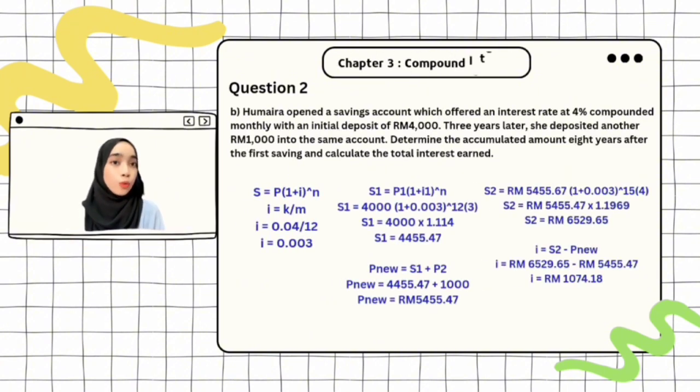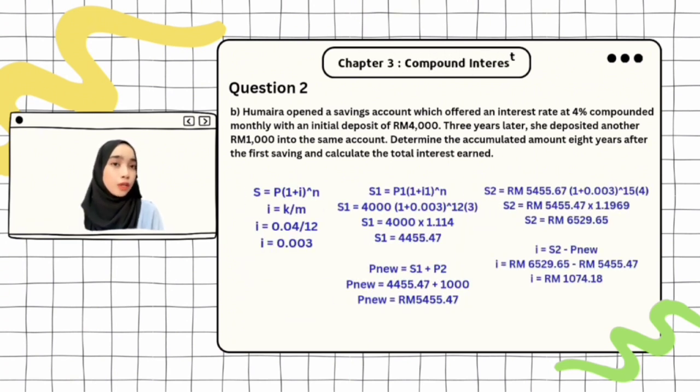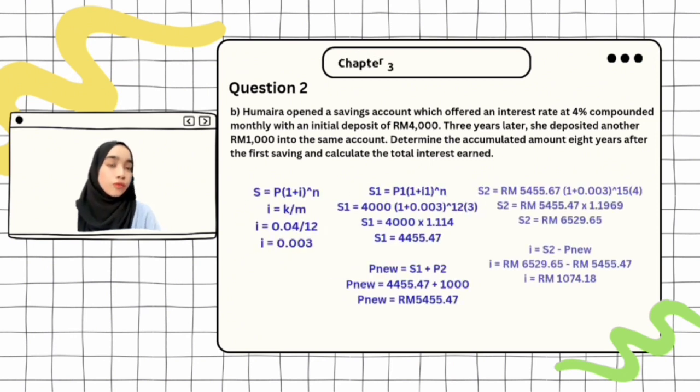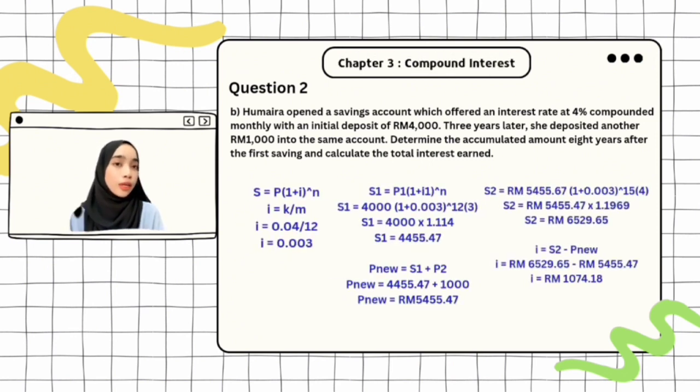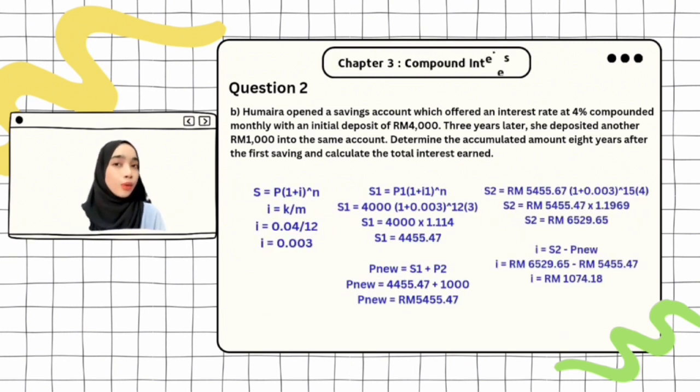Question 2b. Humaira opened a savings account which offered an interest rate of 4% compounded monthly with an initial deposit of RM4,000. 3 years later, she deposited another RM1,000 into the same account. Determine the accumulated amount 8 years after the first saving and calculate the total interest earned. So first we need to find the interest. Formula for interest: I equals K divide M. I equals 0.04 divide 12. I equals 0.003.